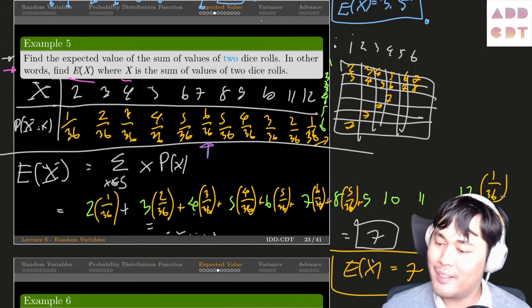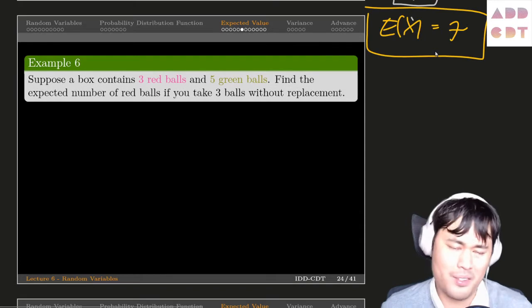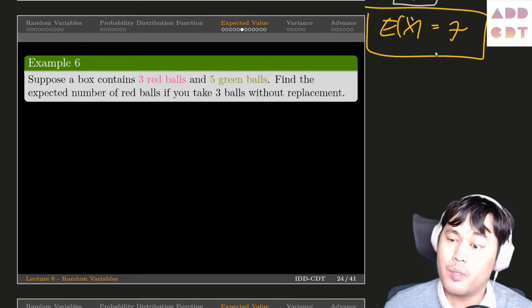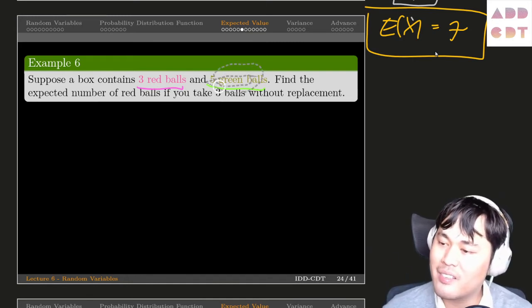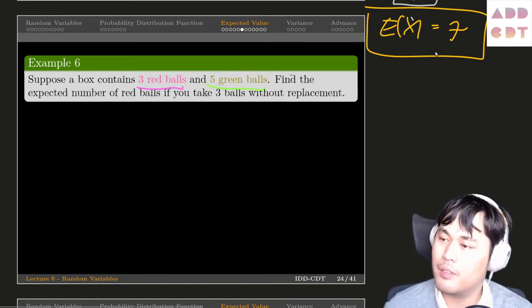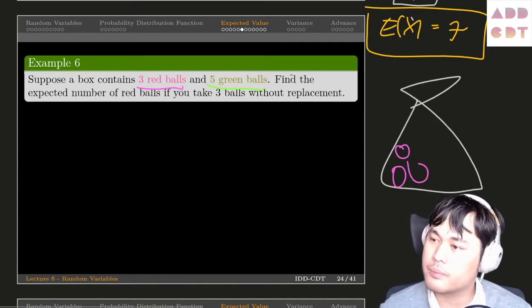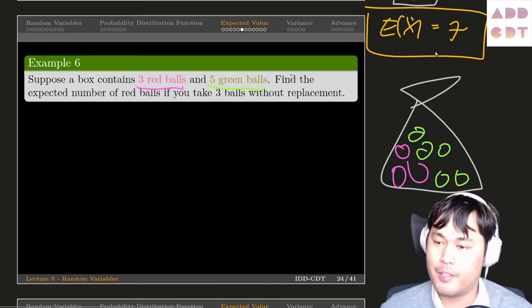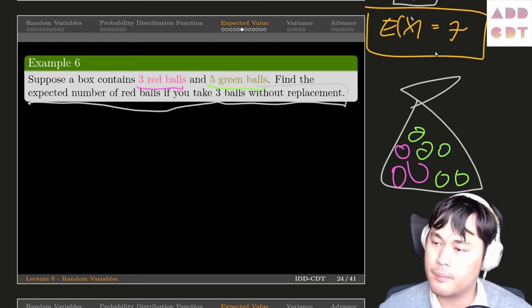Another dice. Let's take a look at something that is not dice. And this is not the common example that I see in textbooks. So suppose the box contains 3 red balls and 5 green balls. But anyway, 3 red balls and 5 green balls. So now, what you have in your head is 3 red balls and 5 green balls. And then the question is: find the expected number of red balls if you take 3 balls without replacement.